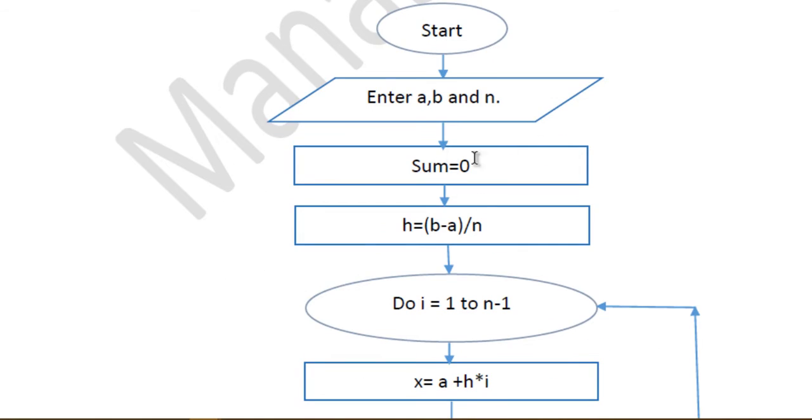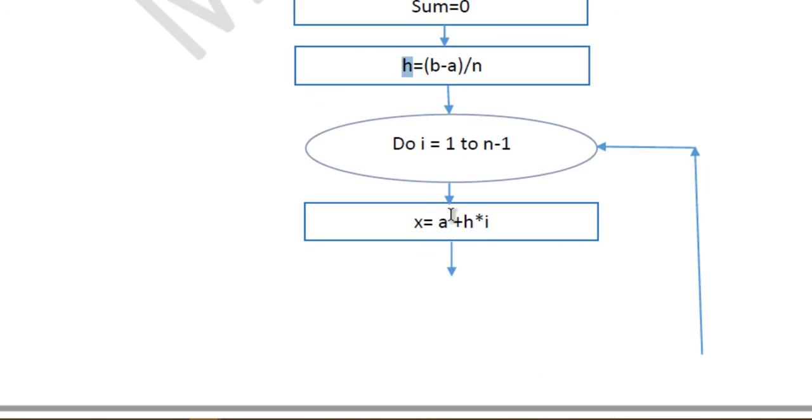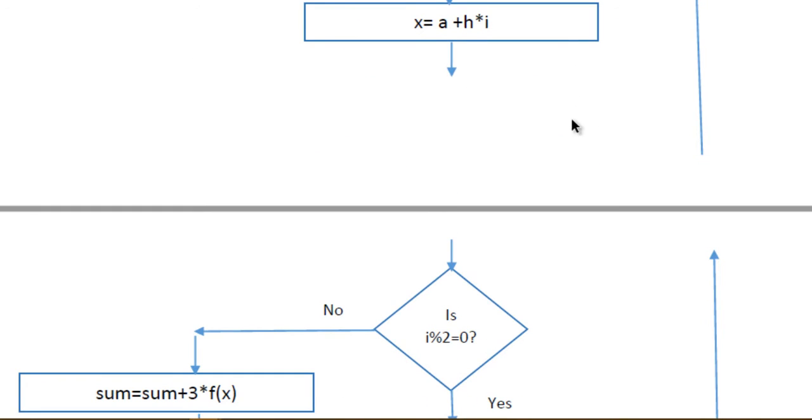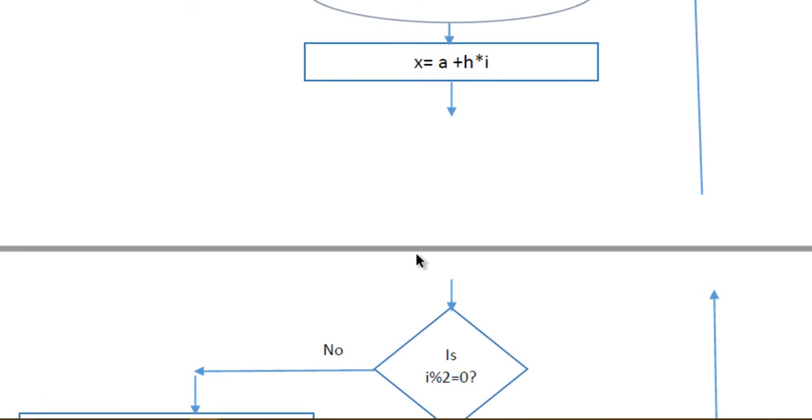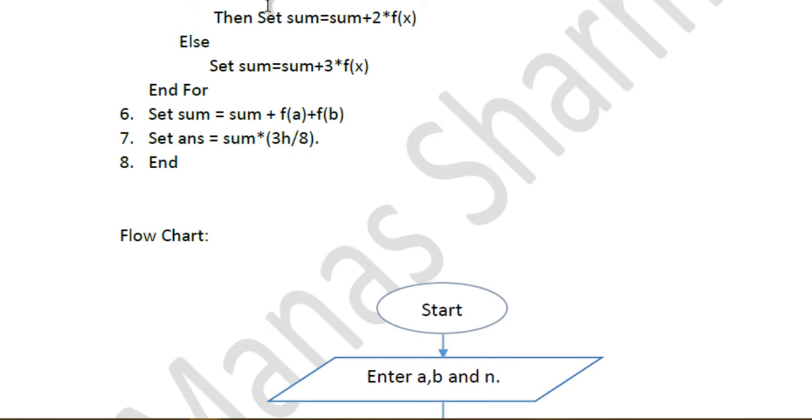Then the flowchart is pretty much the same. You get the values of a, b and n from the user and make sure that n is a multiple of 3. Then you set sum equal to 0, then find h, which is the width of the step interval. Then start a loop from 1 to n minus 1, calculate x1, x2, x3 and so on. Check whether, this time in the flowchart I have done a rather different thing. Here I check whether it was a multiple of 3 or not.